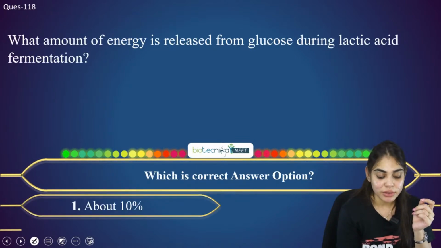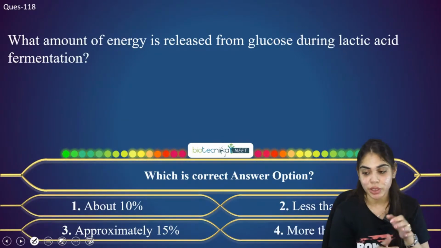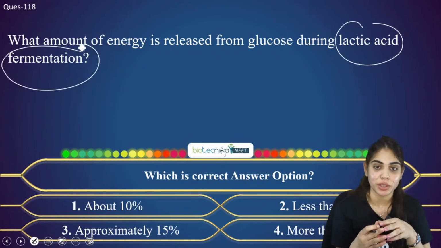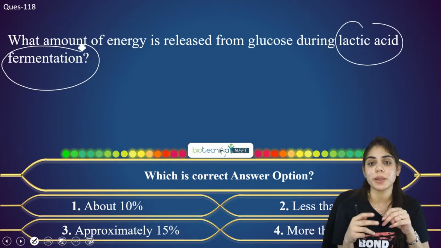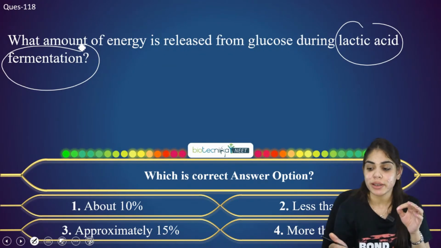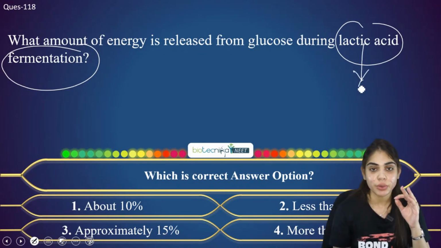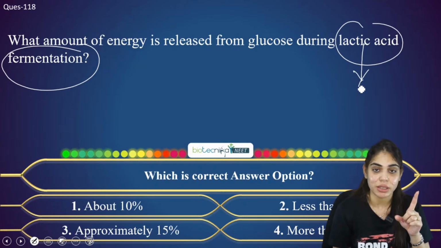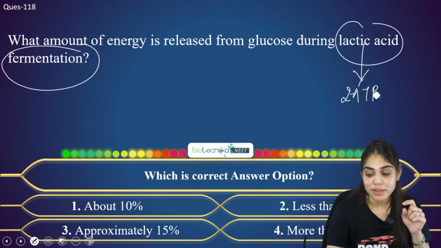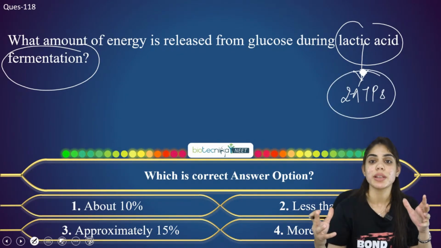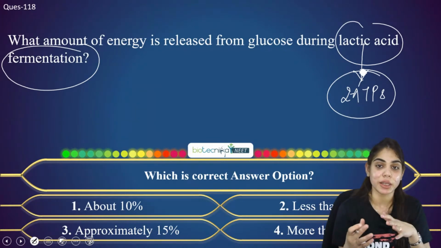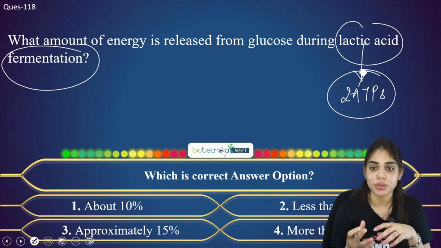What amount of energy is released from glucose during lactic acid fermentation? Lactic acid fermentation signifies respiration. We all know there are two types of respiration: one is aerobic and the other is anaerobic. Under anaerobic respiration, we have fermentation, and among fermentation, we have lactic acid fermentation. This lactic acid fermentation produces only 2 ATPs. But what happens in aerobic respiration? It produces a large number of ATPs, 36 to 38 ATPs in number. That is a much higher number.